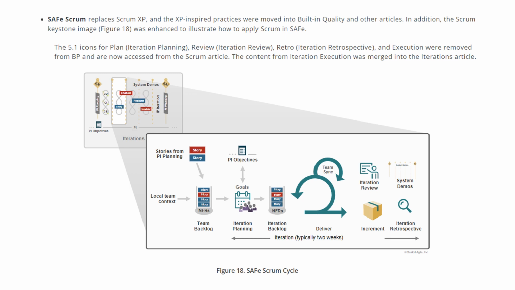This particular picture has been enhanced with new concepts. The 5.1 icons for plan, review, retro, and execution were removed from this picture and can now be accessed from the Scrum article. The content from iteration execution was merged into iteration articles. Some things were changed and they added new things as part of Safe Scrum, starting from PI planning, team backlog, iteration planning. All those new things are introduced as part of the Safe Scrum cycle.